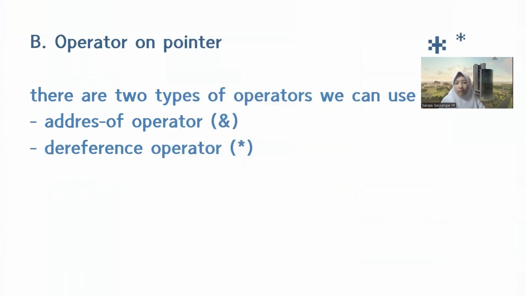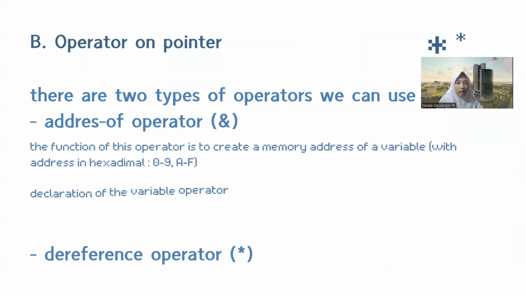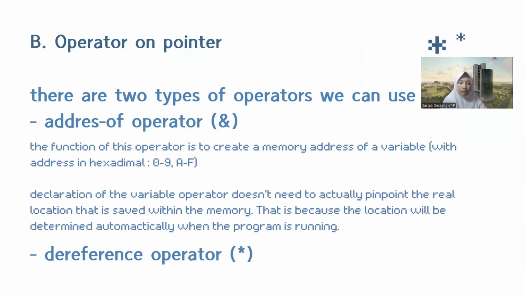There are 2 types of operators that we can use, which are the address of operator using ampersand and the reference operator using asterisk. I'm going to explain the address of operator first. The function of this operator is to get the memory address of a variable, with the address written in hexadecimal. The declaration of the variable doesn't need to pinpoint the real location saved within the memory, because the location will be determined automatically when the program is running.